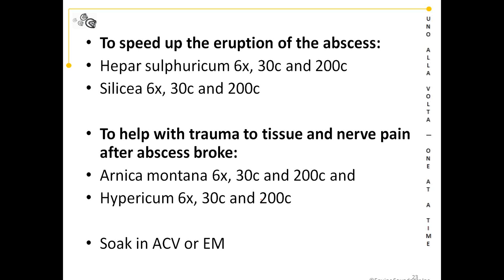Hepa-sulfuricum helps speed up the eruption of the abscess. And I only give 1 dose, and in homeopathy 1 dose is what you give 1 time. It doesn't matter how much it is. It doesn't need to be 5 pellets or 10 pellets each. If you can get it in, and you can be sure that they got it, it can be 1 pellet. But I usually give somewhere between 3 and 5 of each, so that I can be sure that it really is in the mouth cavity.